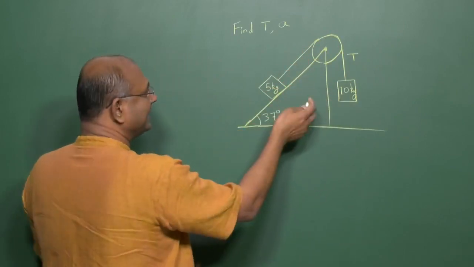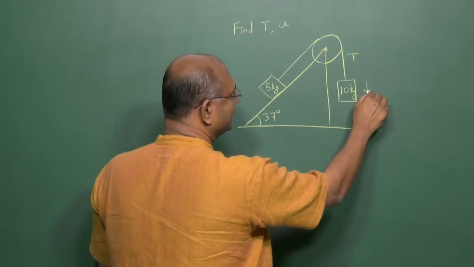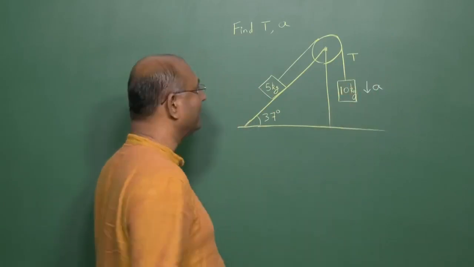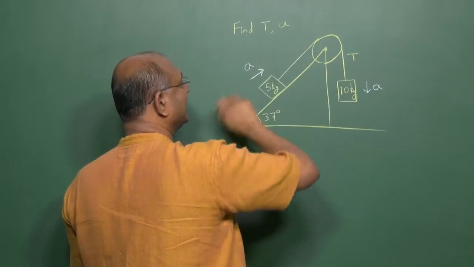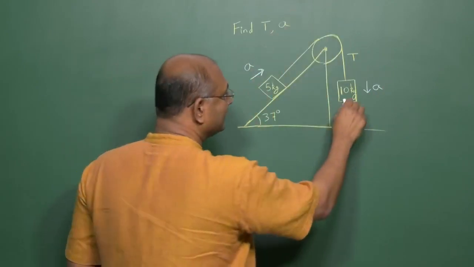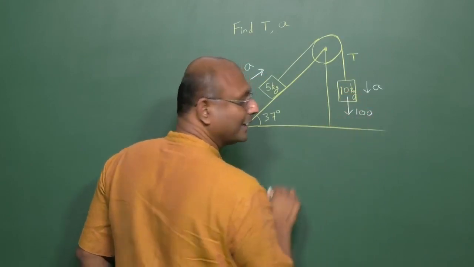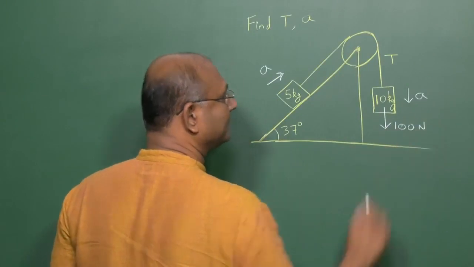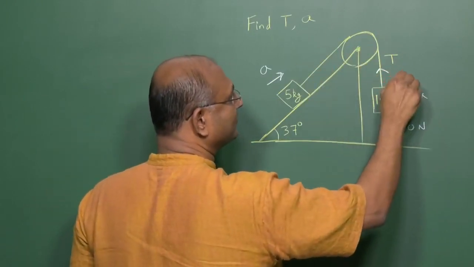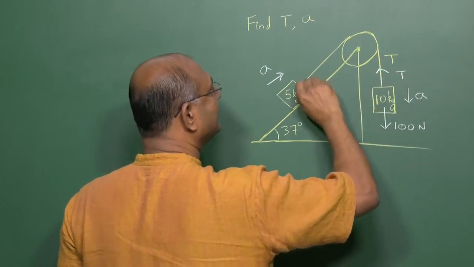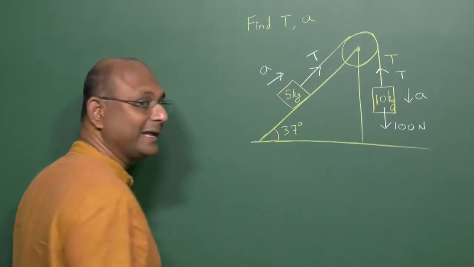Now you can see clearly that even if they were both kept vertically, this is going to pull it down. You know that this acceleration is going to be a downwards, and this fellow will also have an acceleration along the incline like that. Now this force, gravitational force, is easy. This is going to be 100 newtons, mg. This tension T is the same on both sides, so this force is going to be T, and this force is going to be T along the incline.